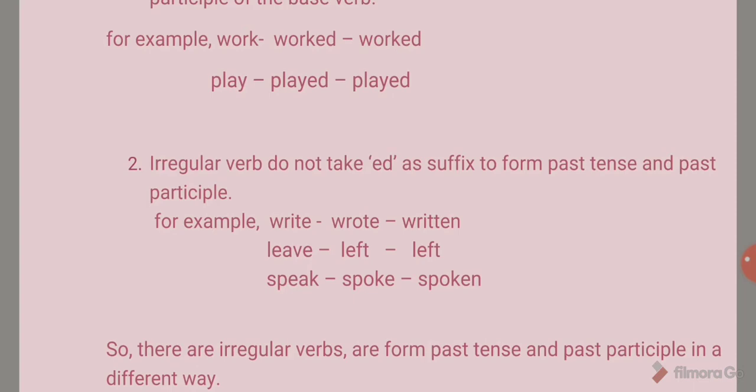Leave is the base form of the verb. It changes to left in the past tense and remains left in the past participle. Speak is the base form of the verb and it changes to spoke in the past tense and spoken in the past participle. So here we can say irregular verbs form the past tense and past participle in a different way than regular verbs.